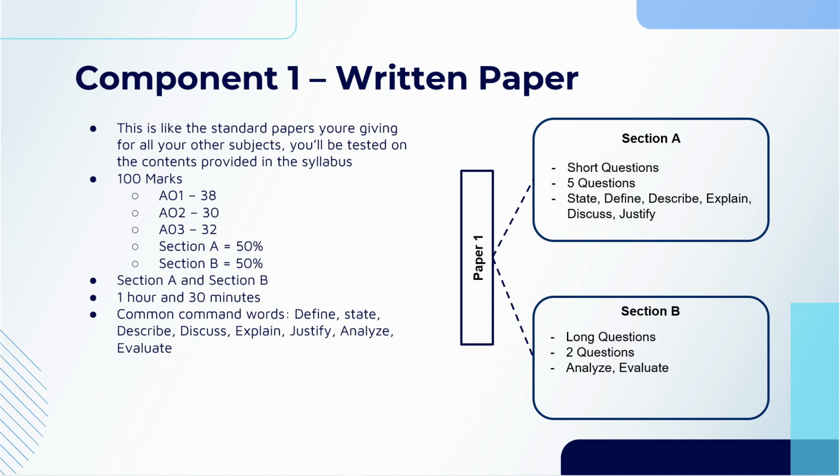Common command words you'll find in Paper 1 are state, define, describe, discuss, explain, justify, analyze, and evaluate. I highly encourage you to go through the syllabus to see what each of these means after the video. Anyways, let's go over them. Number 1, state. State usually comes as a 1 marker and is usually one of the first questions in Paper 1. Define comes as a 2-mark question and expects nothing more than the complete definition. Describe and explain are quite similar, and they both come as 2-mark questions, expecting 1 mark for identification and another mark for an example. This will make a lot more sense when you actually start practicing your past papers.